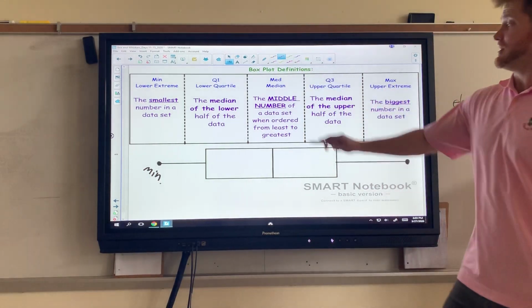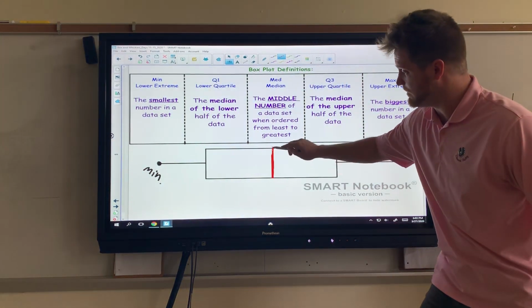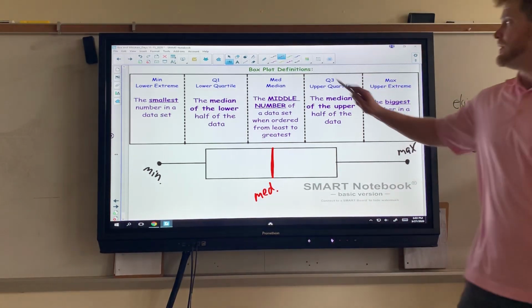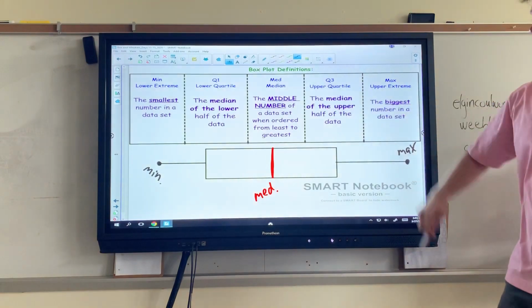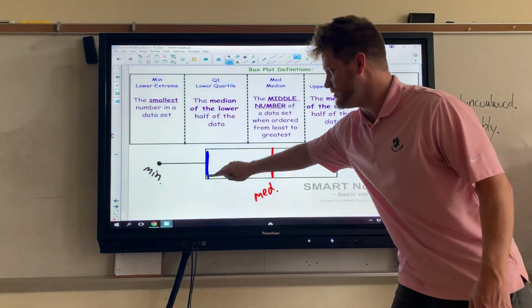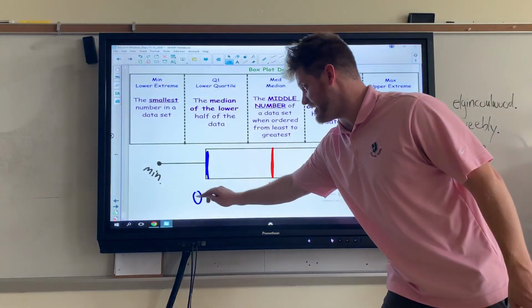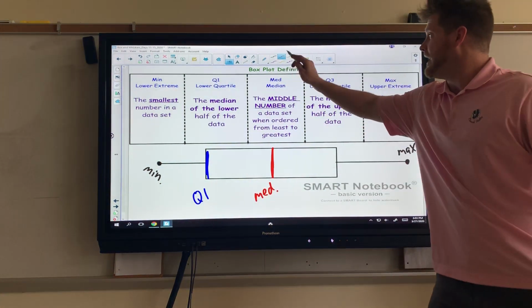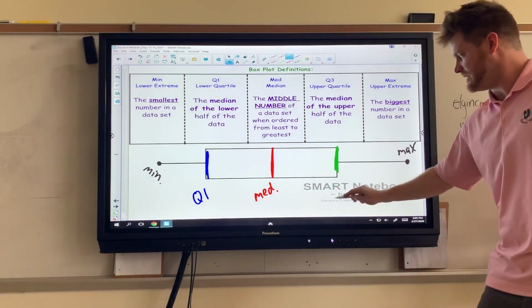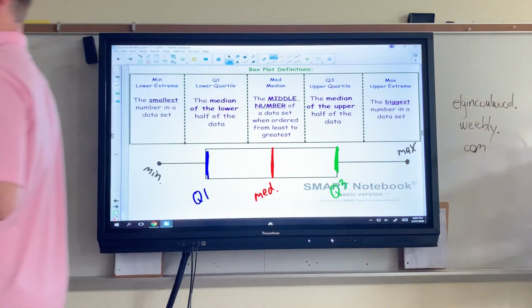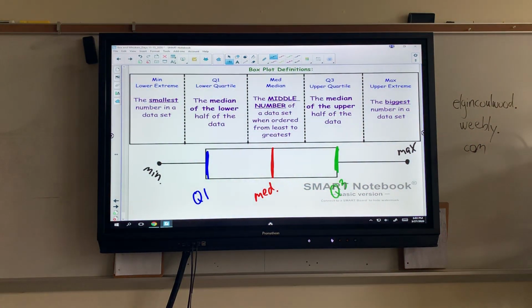The median is going to be that middle number. So whenever you see a line in the middle of a box, that's going to be our median. Quartile 1, aka the lower quartile, is going to be the middle of the lower half. We'll get into that a little later, but just know that the start of the box is Q1 and the end of the box is Q3. Please pause the video, write these terms down, as they will help you throughout this lesson and lessons moving on.